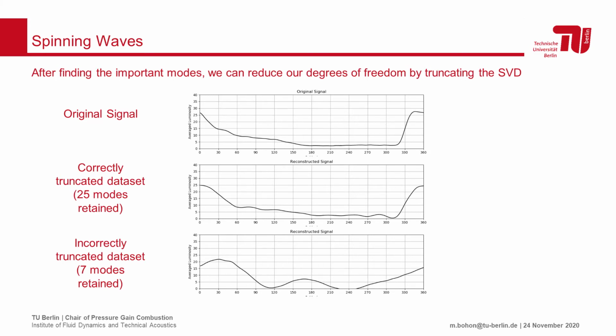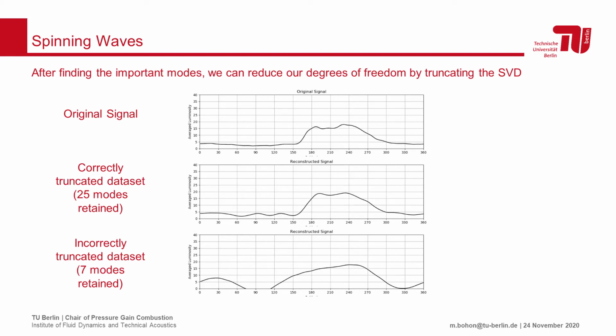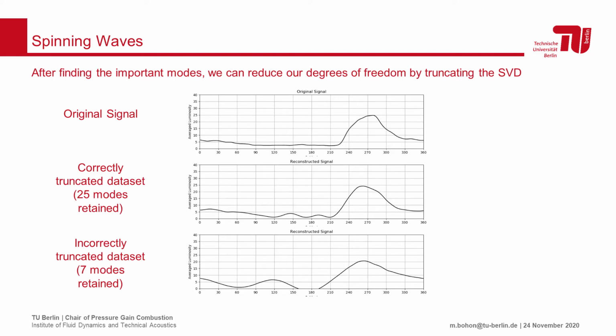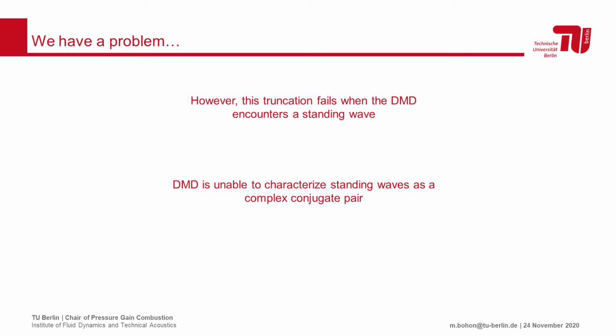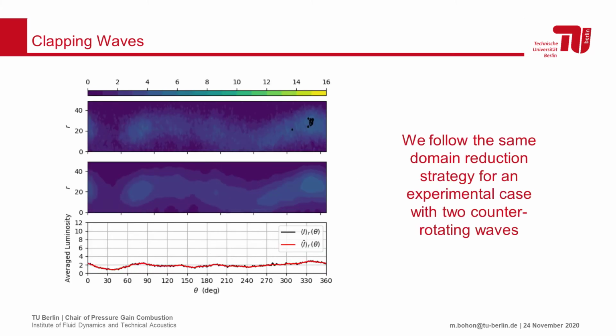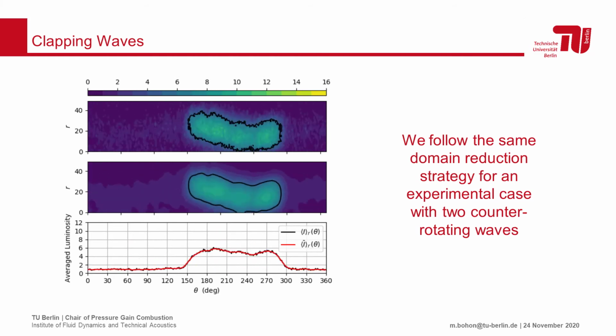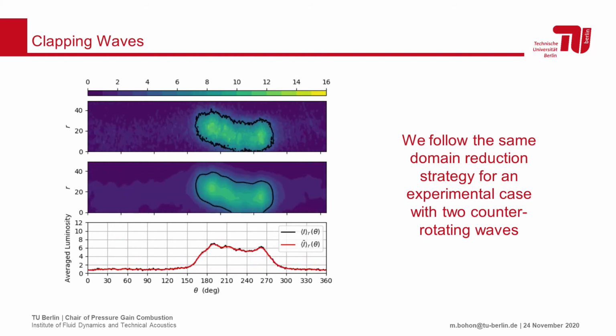For example, one can compare the original signal with two examples, where 25 modes are retained, and also where only 7 modes are retained. This process will fail, however, when the original dataset includes a standing wave, since the DMD is unable to characterize standing waves as a complex conjugate pair. In order to get around this problem, we can use an approach recommended in the literature. To demonstrate, let's consider the standing wave case previously shown.